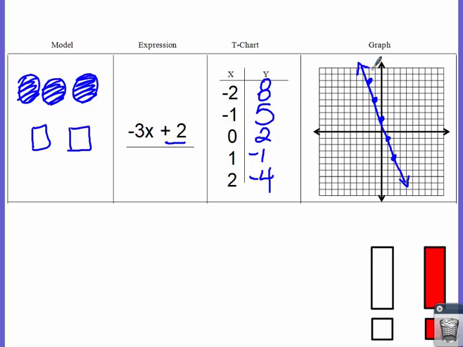Now this one is decreasing. Our graph is decreasing. It's going downhill because our slope is negative. And that means that it's going to go downhill.